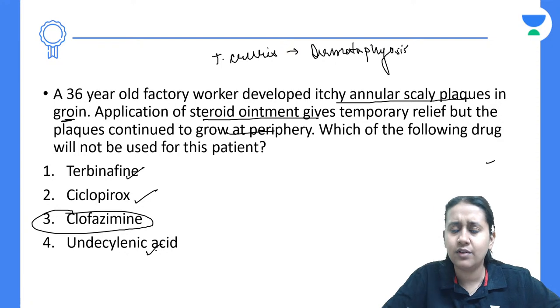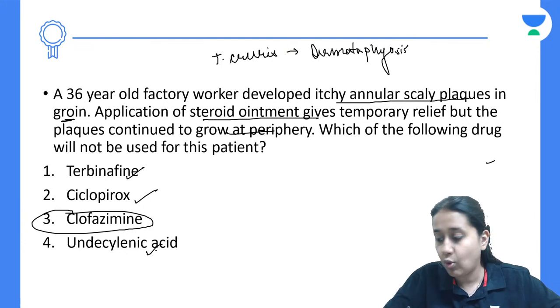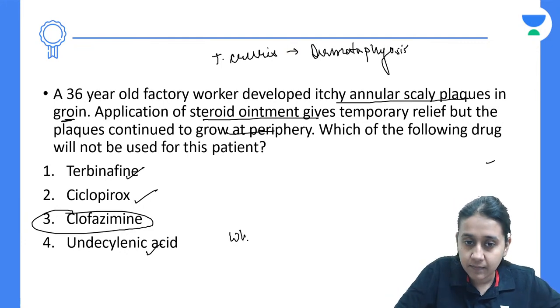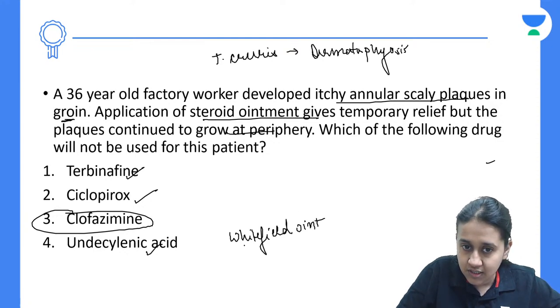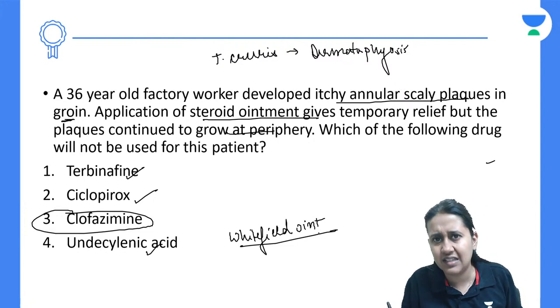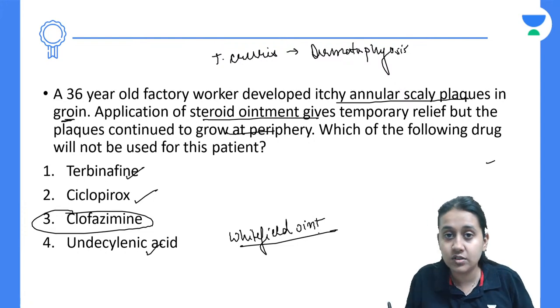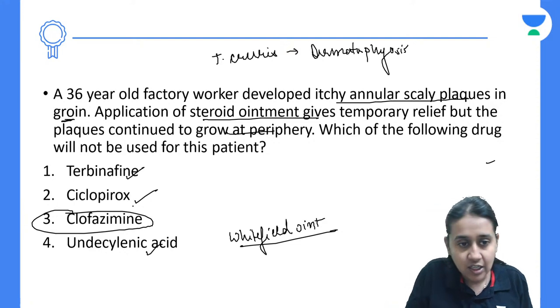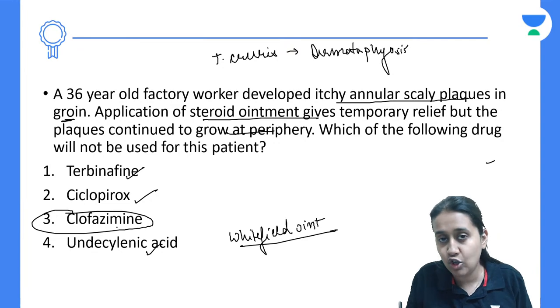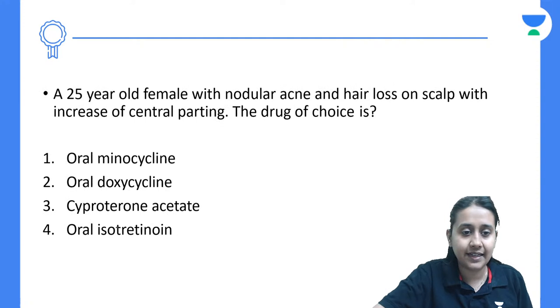Undecylenic acid is also a very old medicine which was used in the past to take care of fungal skin. There is also one ointment which is known as Whitfield ointment. This was also used in the past. It is a combination of salicylic acid and benzoic acid, which was used for exfoliation of the skin infected with the fungal element. So the only drug given in the options which is not used for fungus is clofazimine. Moving to the next question.